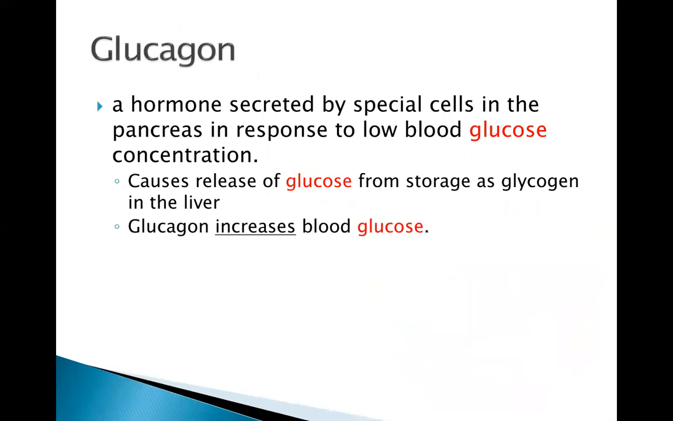Glucagon is the opposite of insulin, and glucagon is secreted when you have not had a meal containing carbs for a long time, or when you're fasting and the blood sugar levels have become too low. What glucagon does is it causes glycogen to be broken down into glucose so that glucose can be released to the blood. So glucagon increases blood glucose.